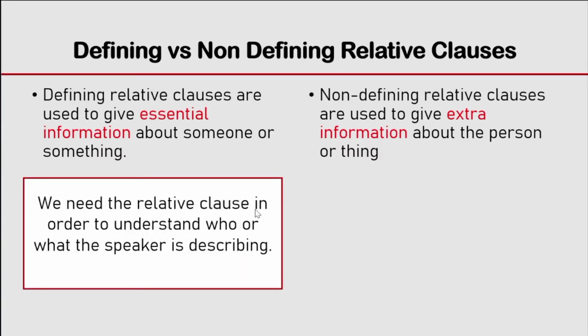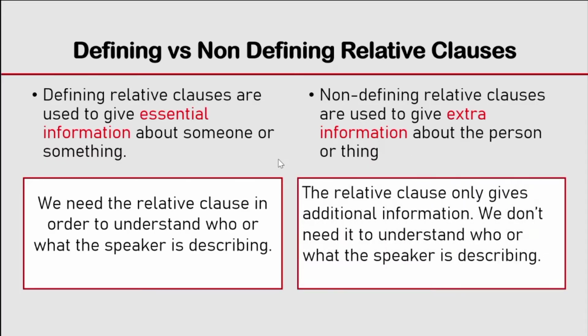We need the relative clause in order to understand who or what the speaker is describing. Yes, we need the clause in order to understand the sentence completely. The non-defining relative clause only gives additional information, yes, extra or additional information. We don't need it to understand who or what the speaker is describing. Without the relative clause, we can still understand, and the meaning is clear.